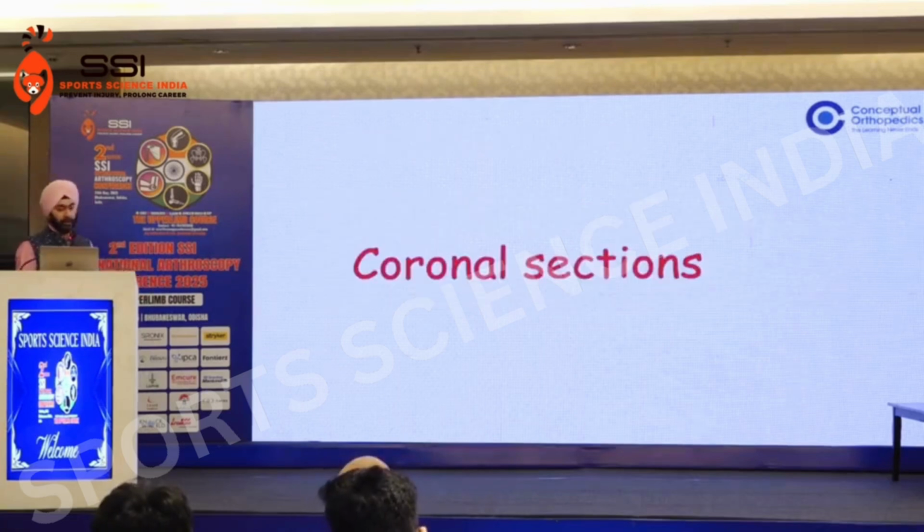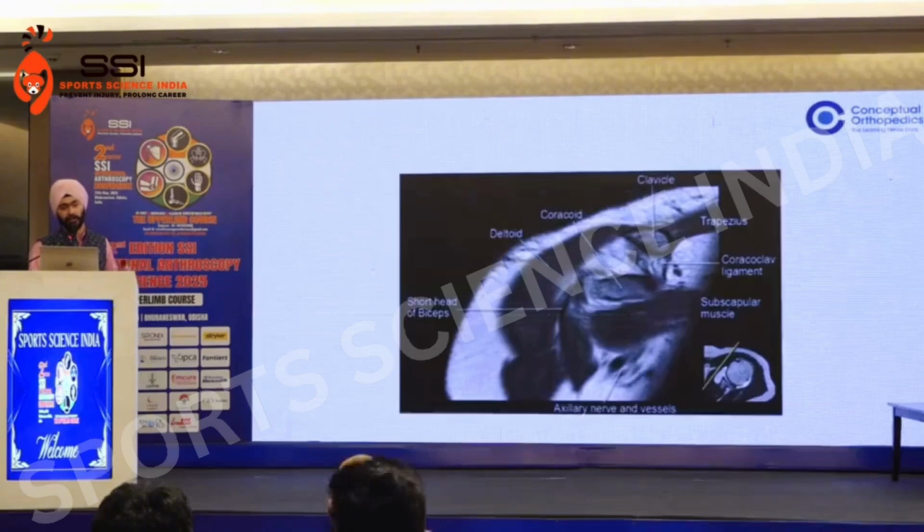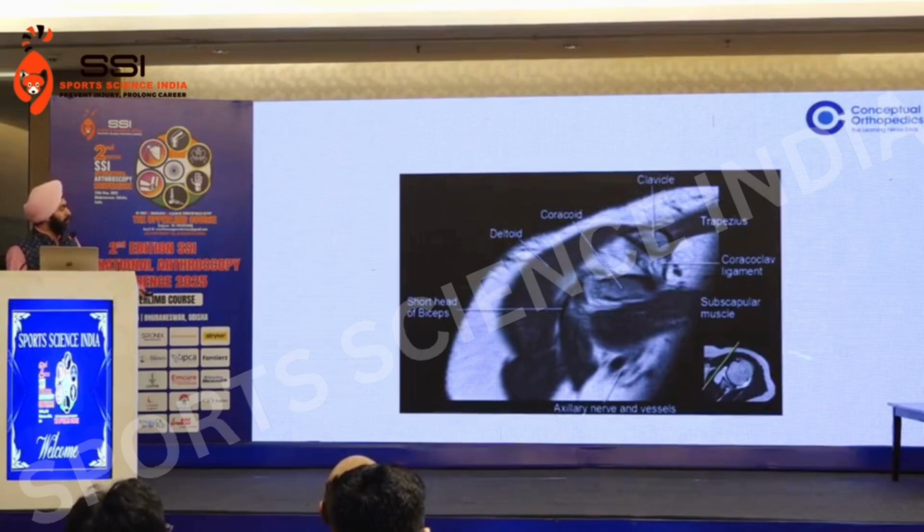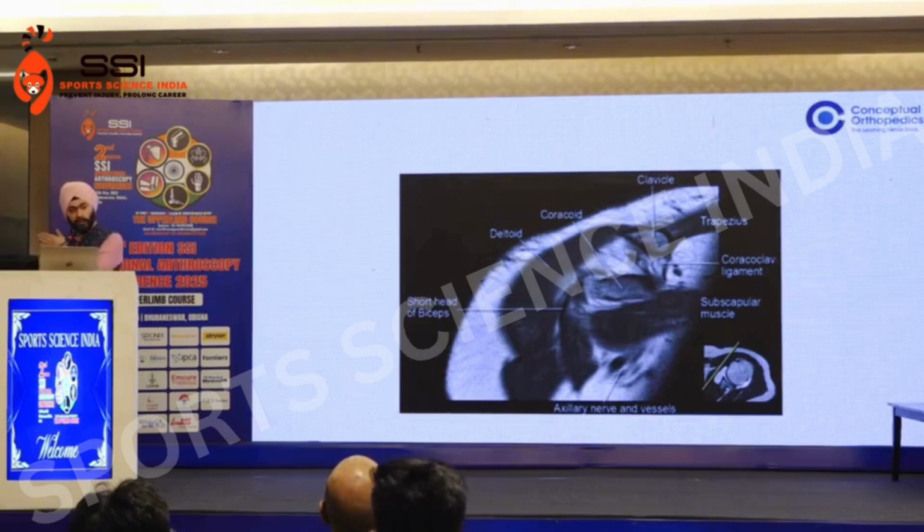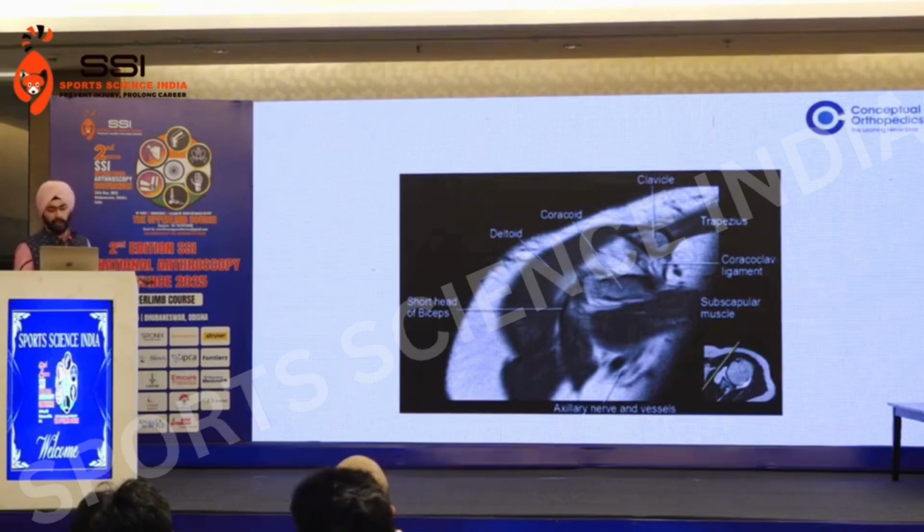So coming to coronal sections, they are easy. It's almost like looking at a plain AP X-ray film. What are we looking for? Again, look for the coracoid to orient yourself. If you're seeing the coracoid, that's your anterior section. Coronal section is going from anterior to posterior. So if you're seeing the coracoid, it's the anterior section.